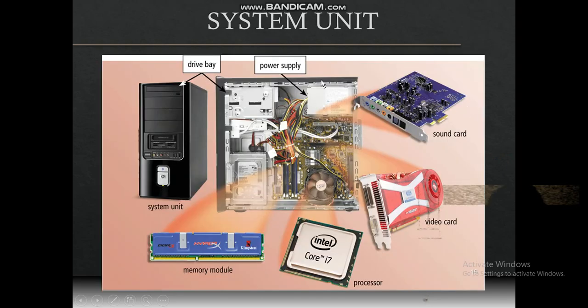So for the system unit, this is a typical example of how the inside of a CPU looks. We have the drive bay, that's the place for the drives. We have the system board, we have the power supply, we have the sound card. If you have used a desktop computer, you will get to know this, especially when you open inside the CPU.